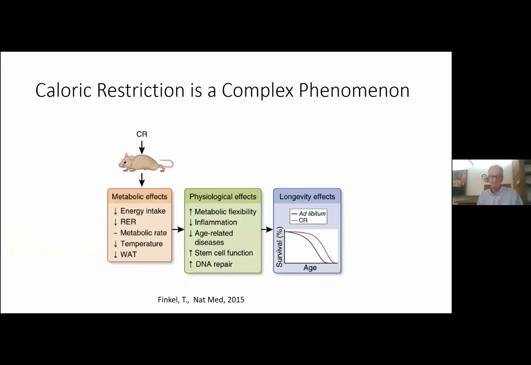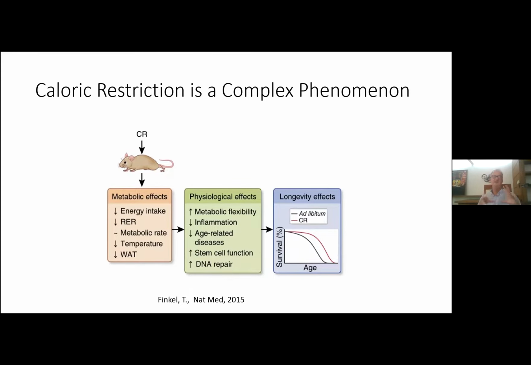And in fact, changes in food availability, caloric restriction produces a wide array really of metabolic and physiological effects. Some of those are shown here. One thing it doesn't do is to change metabolic rate.